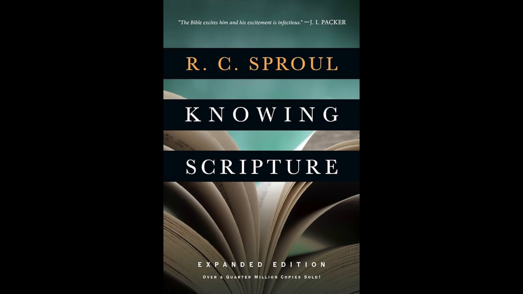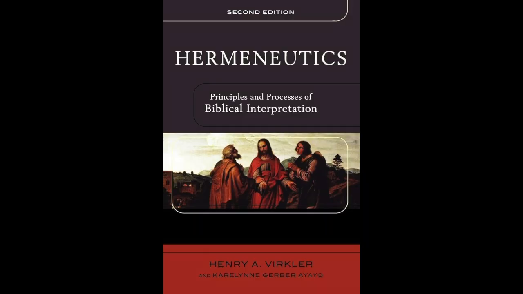The next is Leland Ryken's How to Read the Bible as Literature. That is treating the Bible as it is, as it was written. The Bible, God didn't give us a systematic theology. He gave us literature. The next is Knowing Scripture by R.C. Sproul, which is actually a fairly simple, I would say, beginner's book to hermeneutics, but I highly recommend it for someone perhaps to use in accompanying devotional readings. The next is Henry Virkler's Hermeneutics, Principles and Process of Biblical Interpretation.